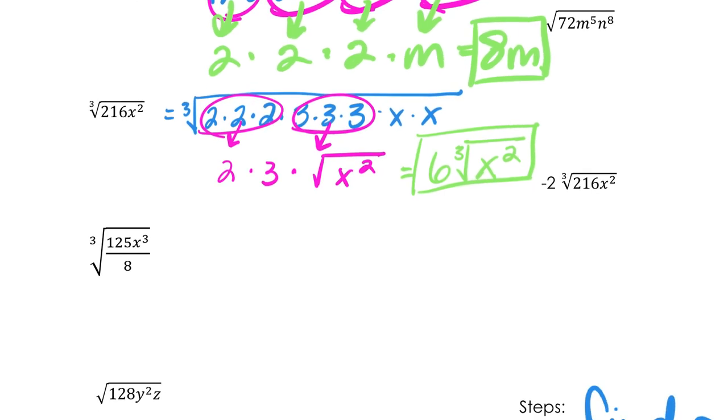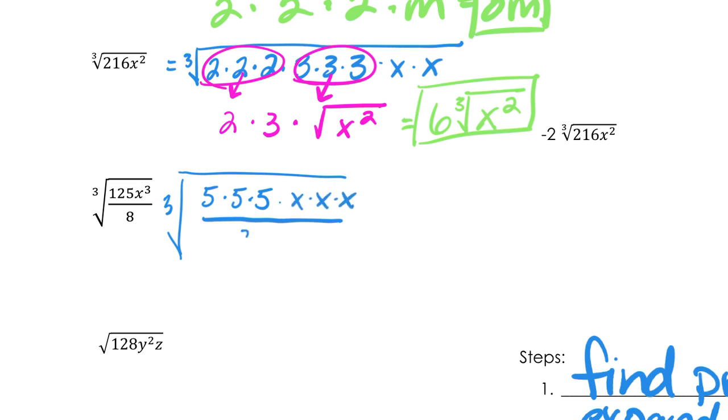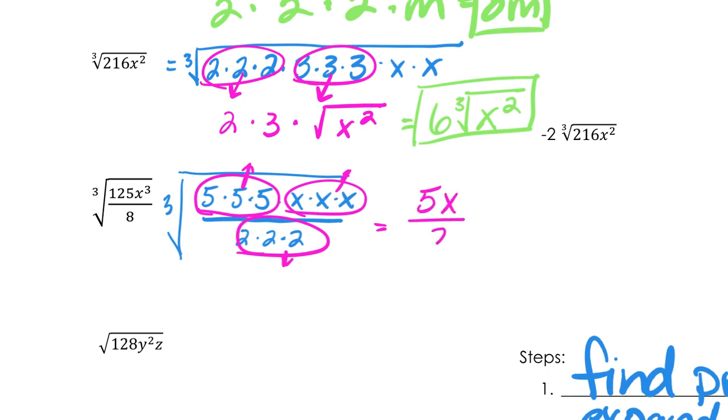All right, moving along. Our next one. This one's going to take up some space, so I'm going to create this. Again, we're looking at the cube root. So 125 would be 5 times 5 times 5, and then x times x times x. Then in the denominator, 2 times 2 times 2. I am going to circle my index, which is 3 and 3, 3. Good thing is everything gets taken out, so that leaves me with 5x on the numerator and then 2 in the denominator. So then we would be done.